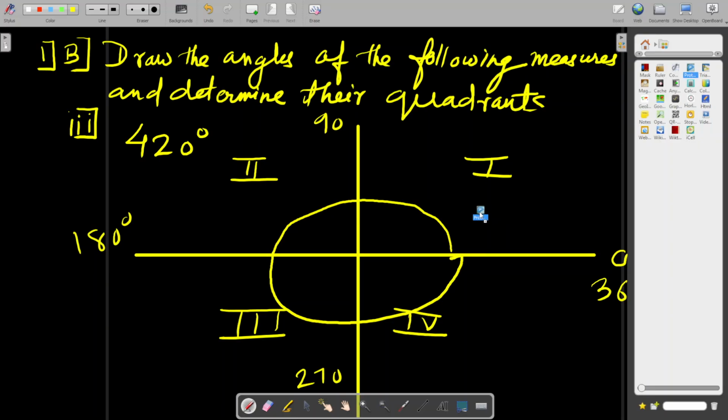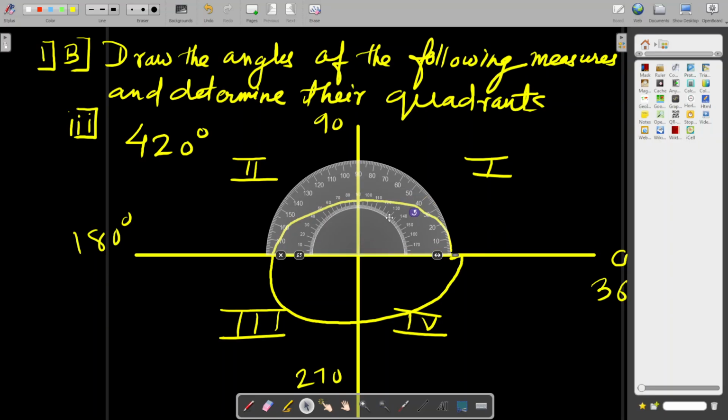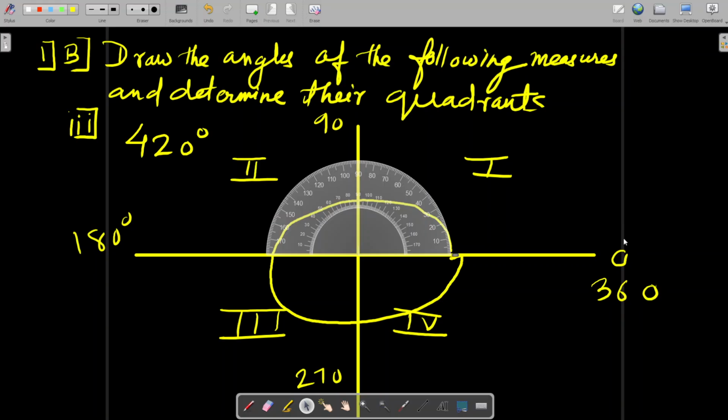So here is the protractor. If I take the protractor and keep it over here, I can write 420 as 360 plus 60.